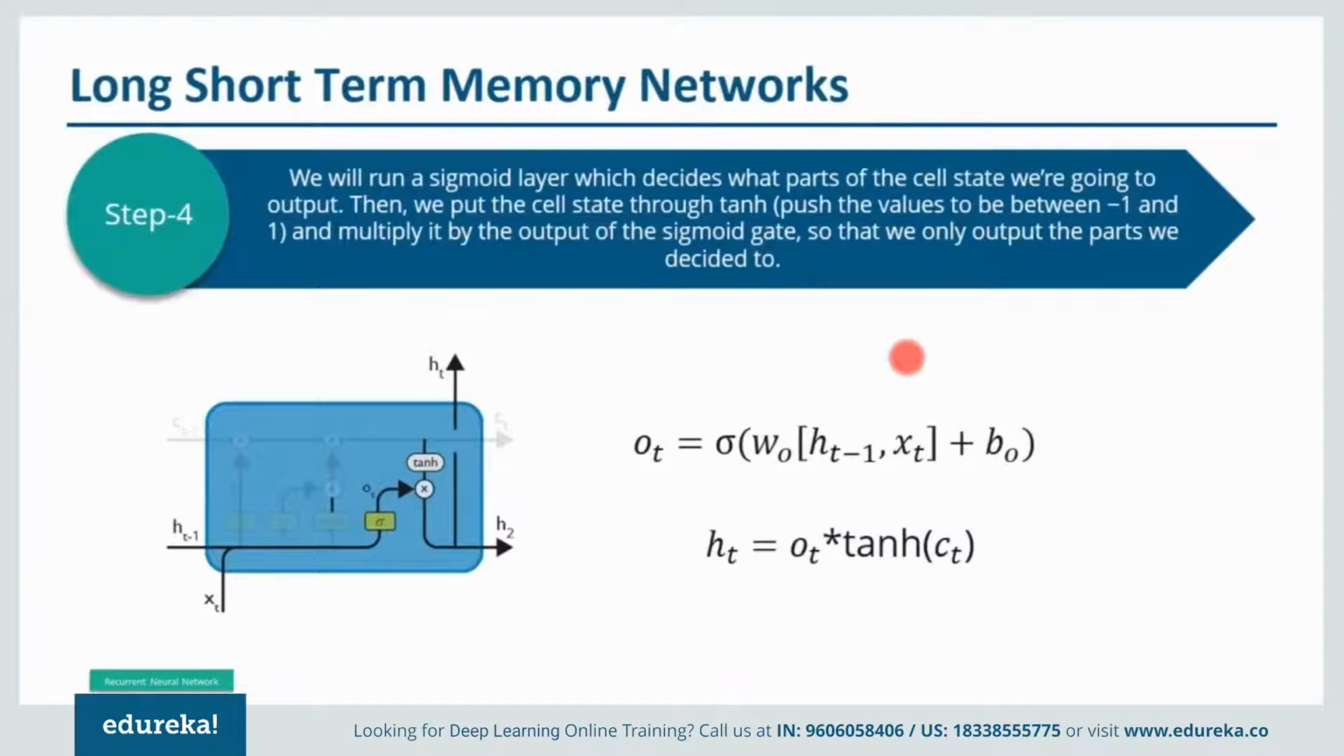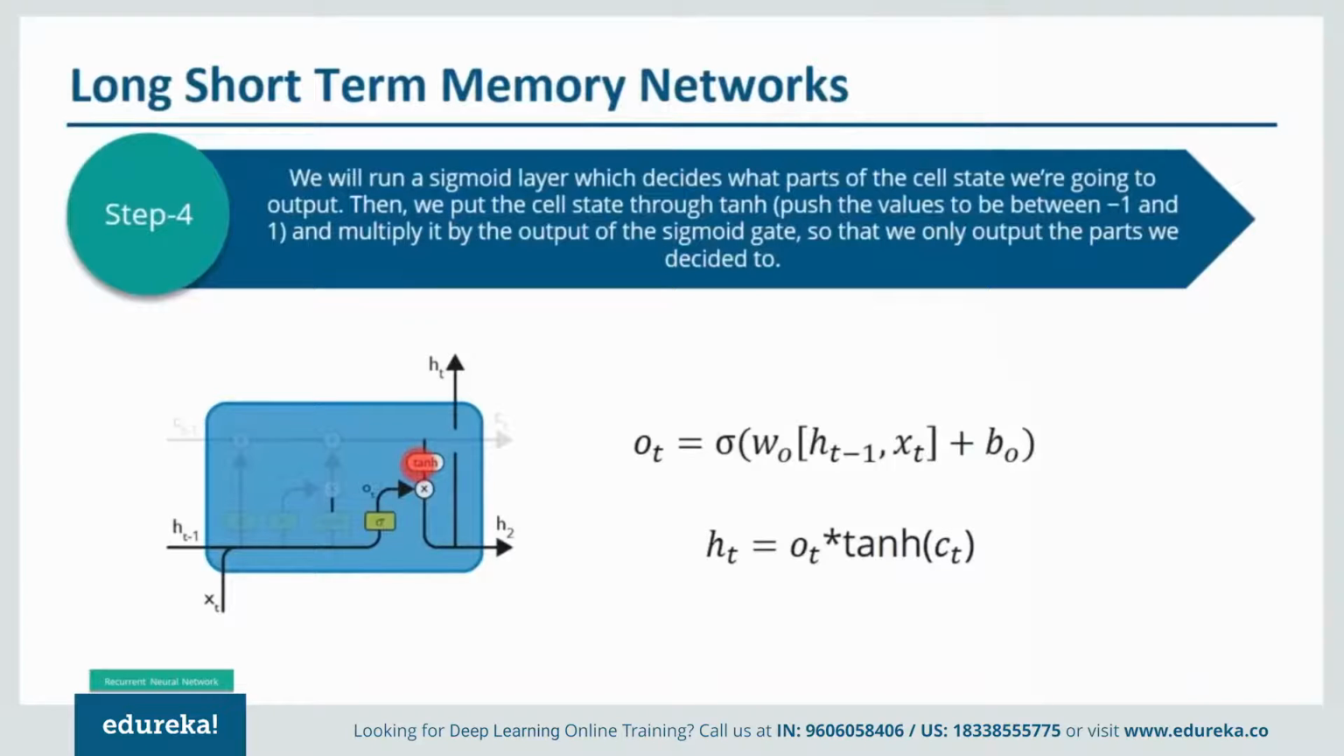Now our last step is to decide what we are going to output, and this output will depend on a cell state, but it will be a filtered version. Now finally what we need to do is decide what we are going to output, and this output will be based on our cell state. First we need to pass ht-1 and xt through a sigmoid activation function so that we get an output that is OT. Alright, and this OT will in turn be multiplied by the cell state after passing it through a tanh squashing function or an activation function.